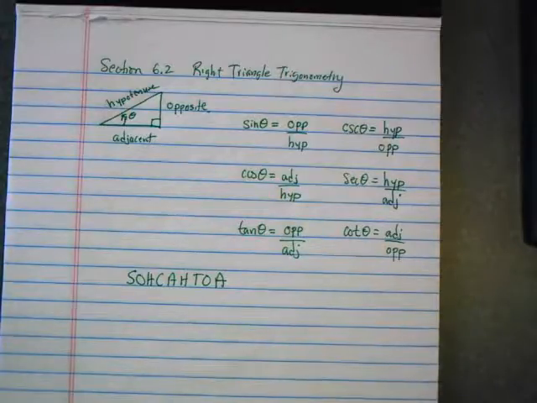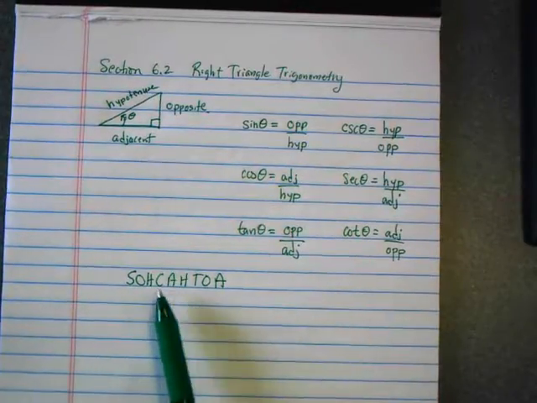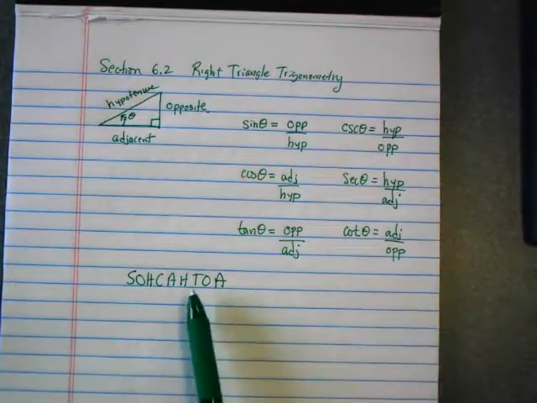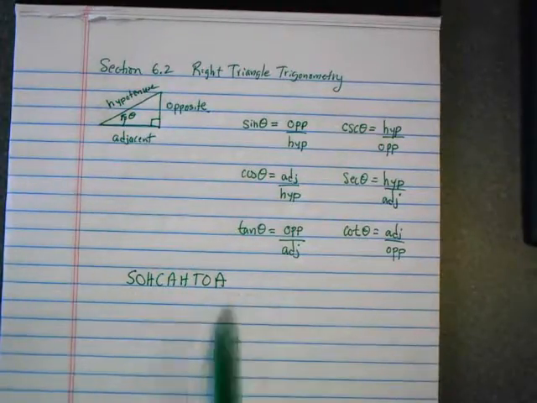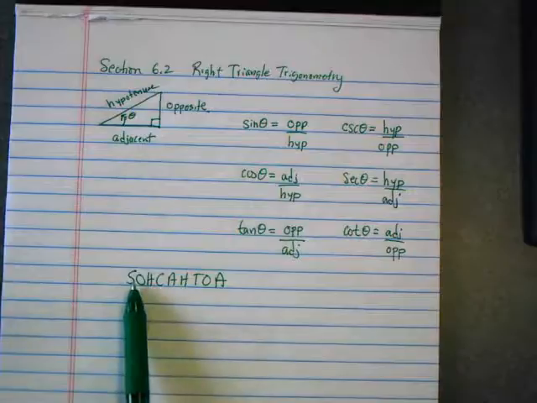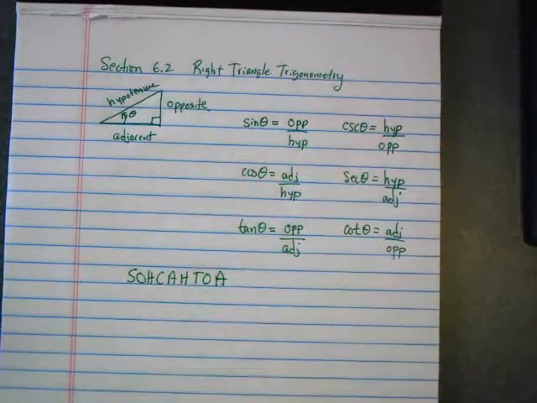All right, so these are mnemonics to help you remember. Sine is opposite over hypotenuse. Cosine is adjacent over hypotenuse. Tangent is opposite over adjacent. So I've heard people remember it as SOHCAHTOA. I've also heard people say, some old hippie caught another hippie tripping on acid, to help remember the order in which those come in.